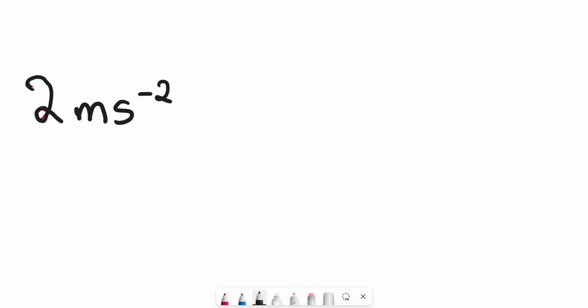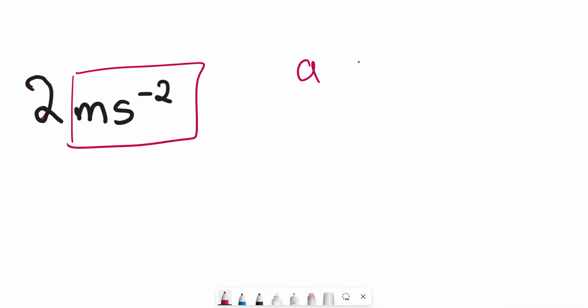Okay. Now, this is actually a very common question. It does come up occasionally. It's like a one marker. Mainly, you mostly see it in ESA. It's very rare in HL, but it's worth knowing. The units for acceleration are meters per second squared.